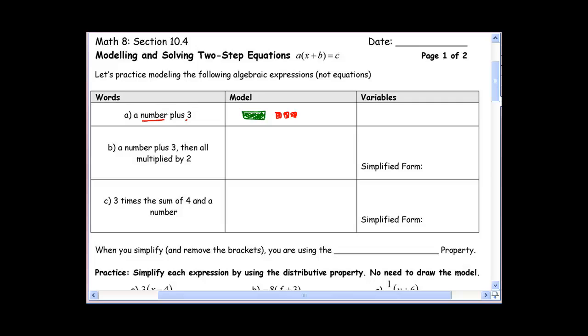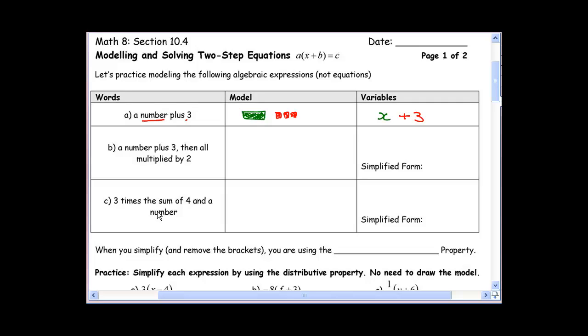Now, what is this equivalent to with variables? Well, that rod represents, does anyone know? Tell me now. Yep, x, and those 3 becomes plus 3. So x plus 3. Well, how will we do the next one?